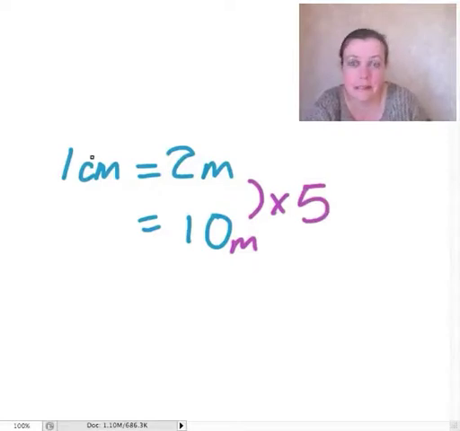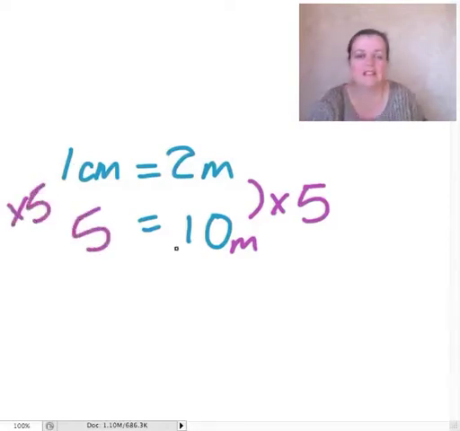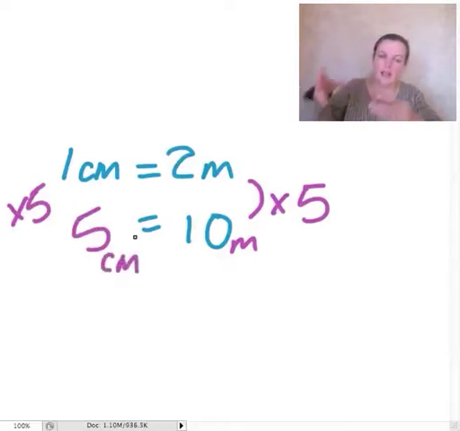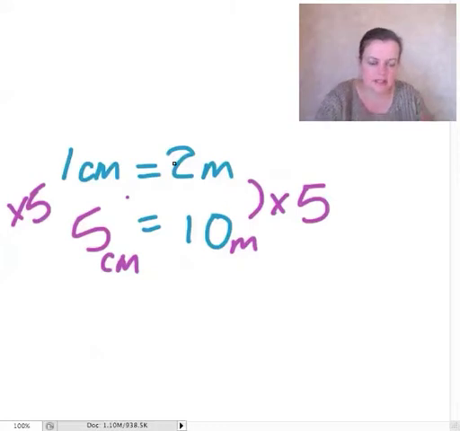Look, isn't that a nice 5? So you multiply that side by 5, we multiply this side by 5. So 1 times 5 is 5. And that gives us the same answer as last time. The 5 centimetres on the plan equals 10 metres in real life. Clear as mud. Practise them, I think that's the only way. But whatever you do to this side, you have to do to that side. Otherwise it doesn't equal.